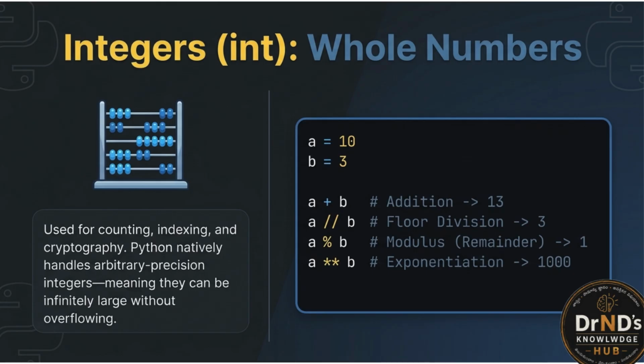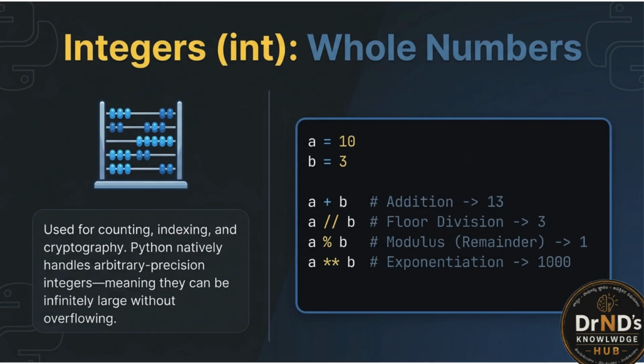A is equal to 10, B is equal to 3. Here we have created two integer variables. The variable A stores the value 10. The variable B stores the value 3. Since both values are whole numbers, Python automatically identifies them as integers. Now let's perform some operations using these integer values.